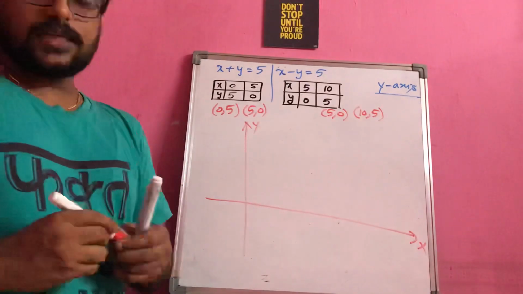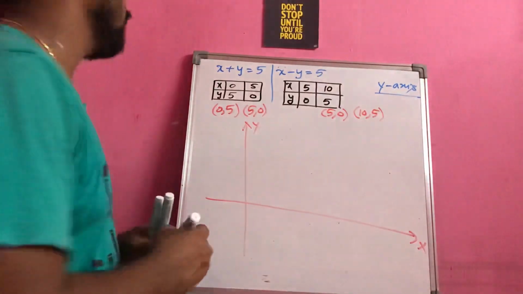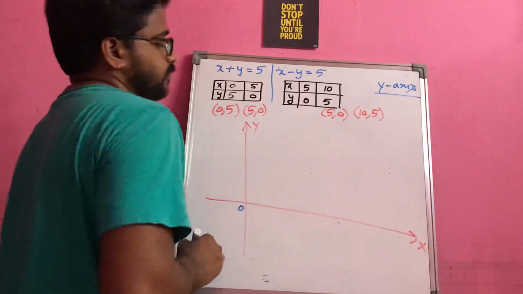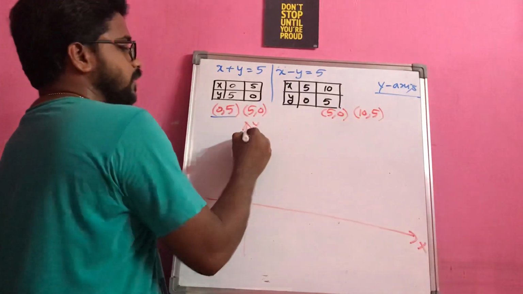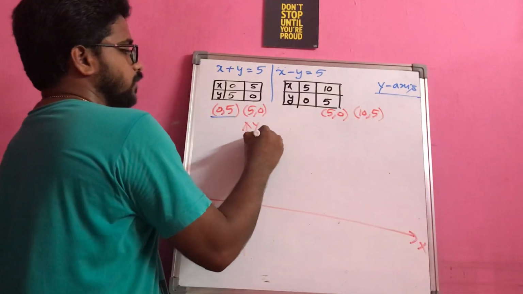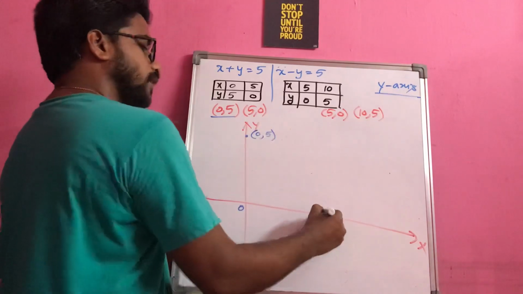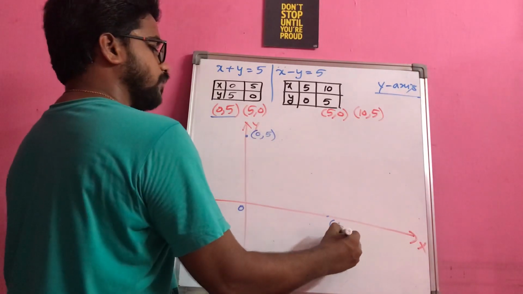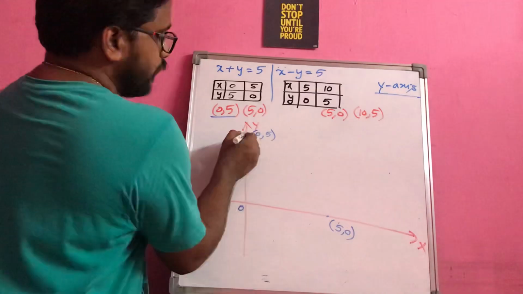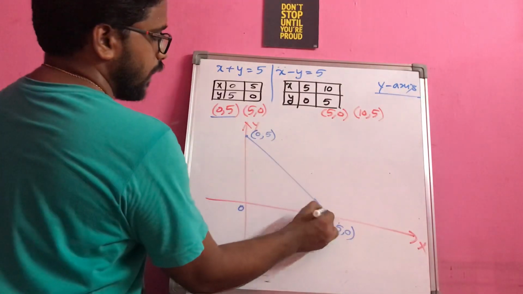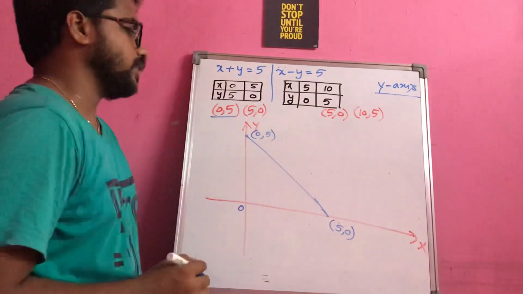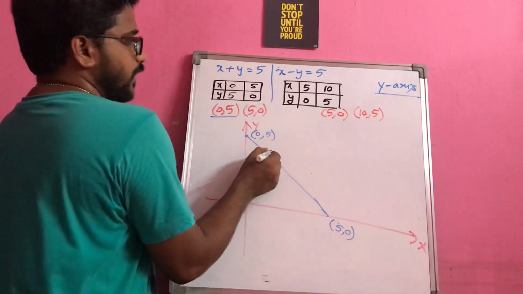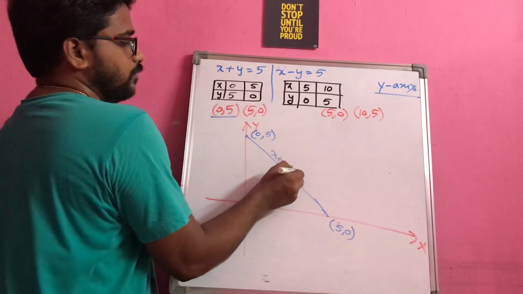Okay. Now let us try to plot these values. First thing, 0 comma 5. X value 0 means it is on the y-axis. So somewhere here is (0, 5), and another point is somewhere here, (5, 0). So if I join this, I will get my required region here, for this line x plus y is equal to 5.